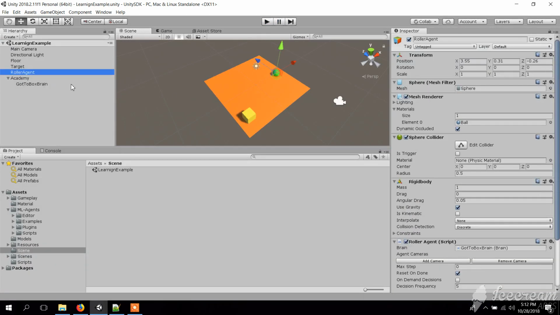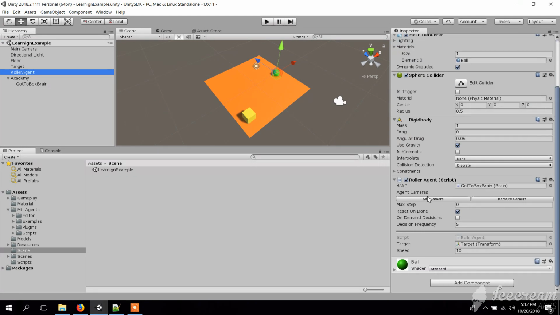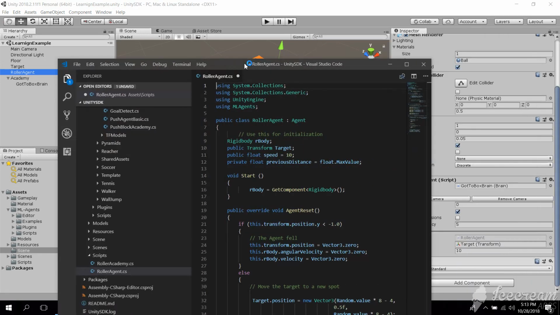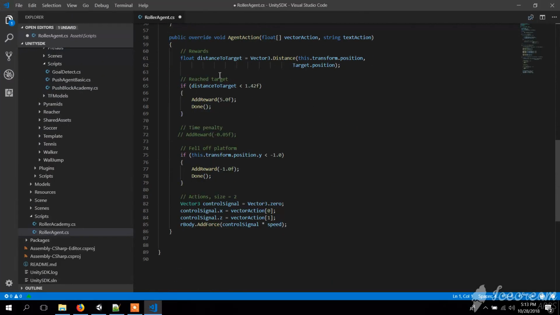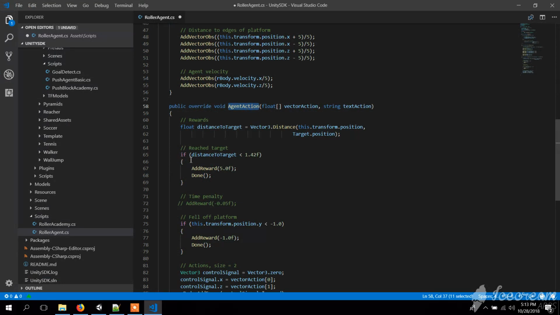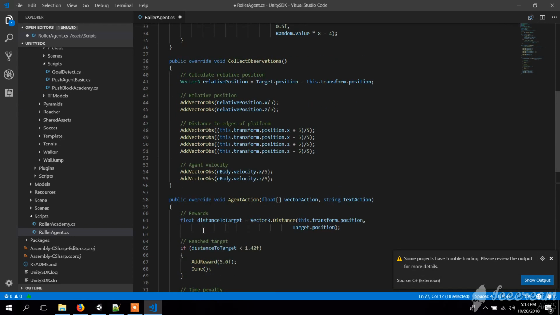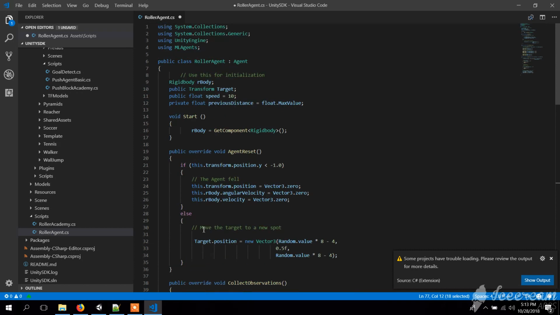So here I have the role agent. For the role agent, I'm using the default script, but I have given some rewards. I have increased the amount of rewards I give. For example, you can see agent action. When we reach a target, the reward is increased to 5. The fall reward is -1 still. So I have done some minor changes. Also, this file is included in my blog.